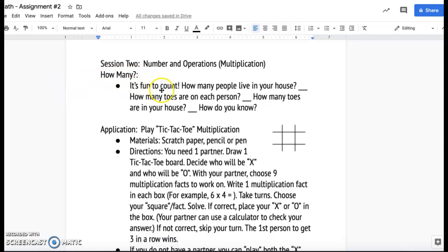It says it's fun to count. How many people live in your house? How many toes are on each person? How many toes are in your house? How do you know? If you think about how many, you could do that for a lot of things.